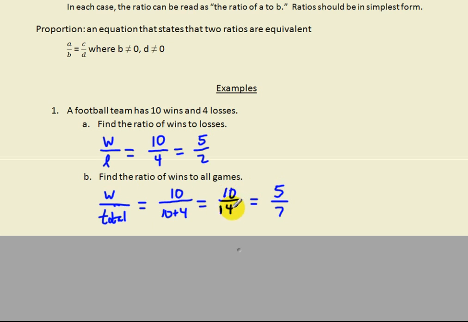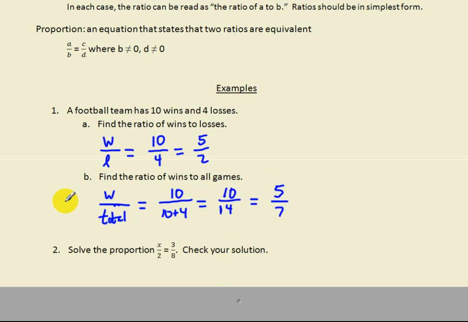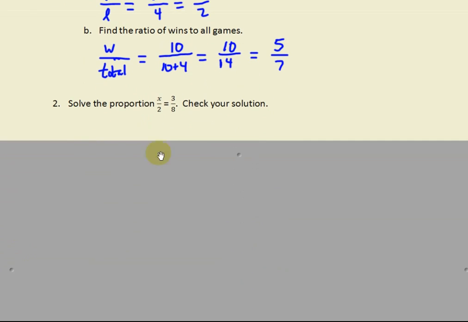And notice here that if you divide the numerator by 2, you end up with 5. Divide the denominator by 2, you end up with 7. So in other words, if you divide both the numerator and denominator by the same number, you end up with an equivalent ratio. Likewise, if you multiply the numerator and denominator by the same number, you'll get an equivalent ratio. And we're going to use that idea in solving proportions.